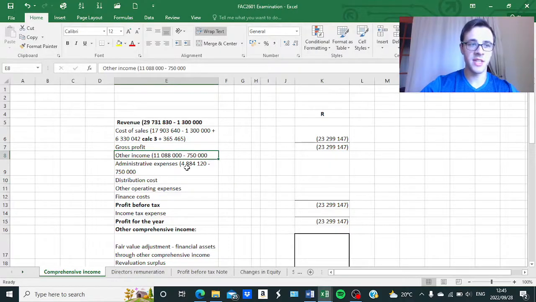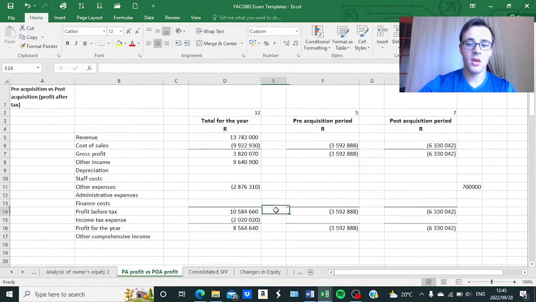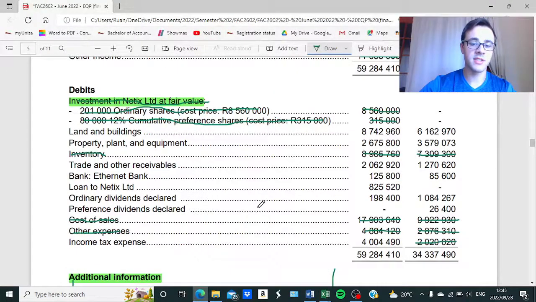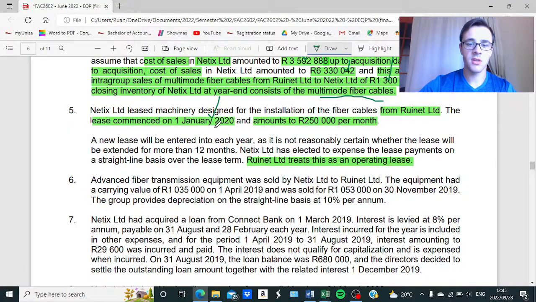Okay, now that it has been eliminated, we need to determine the effect on the calculation of the post and pre-acquisition profits. So if we go to our calculation right here, now the lease agreement itself was concluded on the 1st of January 2020. Okay, the 1st of January falls in the post-acquisition period. So therefore, all the lease payments, amounting to 750,000, must be included in the post-acquisition period. Okay, and we cannot split that amount between the pre and post acquisition periods.